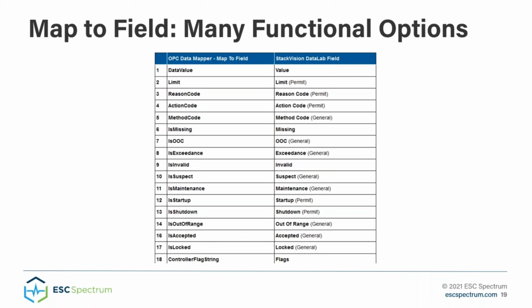So the map to field option is typically a data value, but it can be other things. You just have to make sure that the server you're working with has the capability of sending numbers or strings that can represent the OPC Data Mapper map to field options. So this is just a list. There are more options, but you can find those on our website. We're going to primarily work with controller flag strings, which is on the bottom, row 18, and data values.